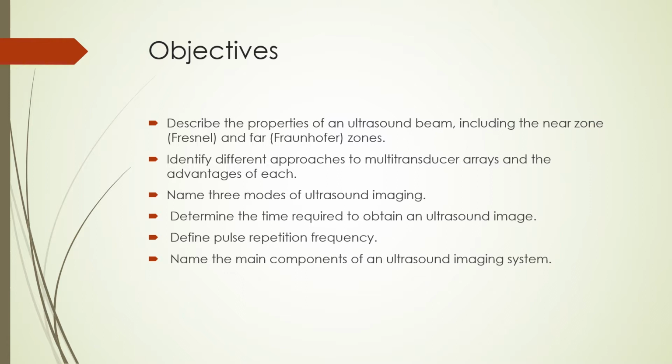After today's lecture, students will be able to describe the properties of an ultrasound beam, including the near zone, far zone, and also the focal zone. Also, students will be able to identify different approaches to multi-transducer arrays and the advantages of each. We should be able to name three modes of ultrasound imaging, the A mode, B mode, and also M mode. And then students will be able to determine the time required to obtain an ultrasound echo pulse and also define pulse repetition frequency. Students will also be able to name the main components of an ultrasound imaging system.